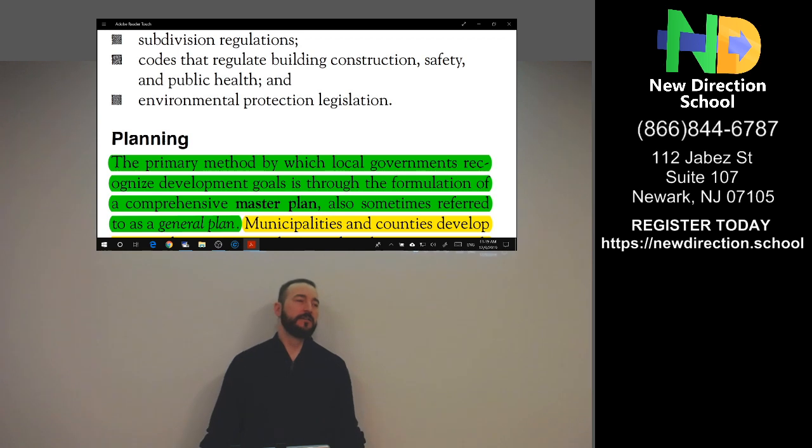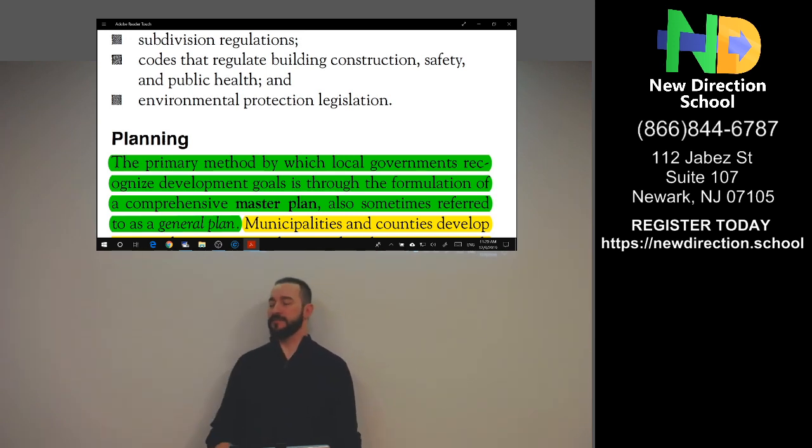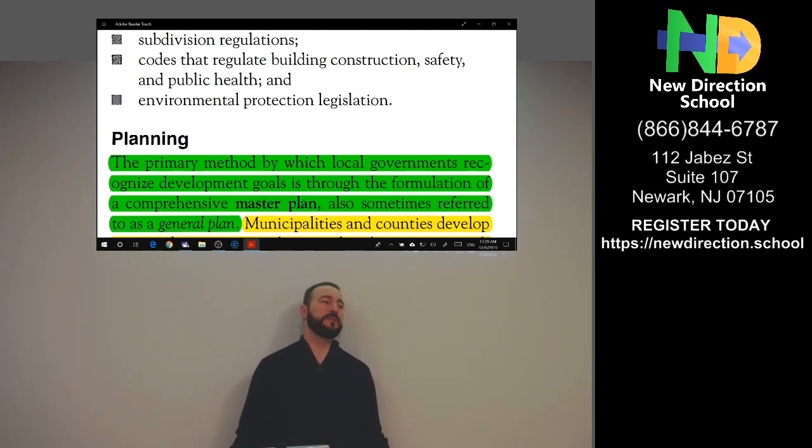It's very easy. All you got to do is go to your city, the town where you want to invest, and ask for the comprehensive master plan or the general plan, because that is the future. They put it on paper. It's been in the works for years.